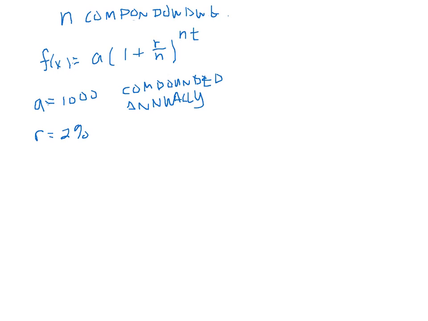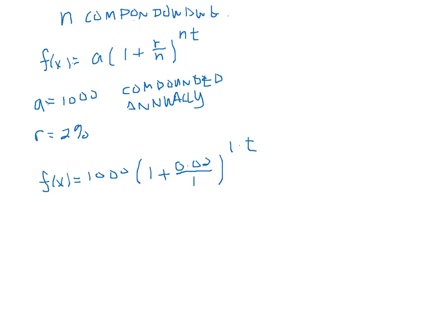So in putting this together with our formula, we know that we have f of x is equal to 1,000, which is our initial amount, a, times 1 plus r. But r in this case was given to us as a percentage. Whenever we plug these values into our formula, we really want to write them as a decimal. So this is going to be 0.02 divided by n. In this case, we're told that this amount is compounding annually, so we want to let n equal 1, all raised to the 1 times t.